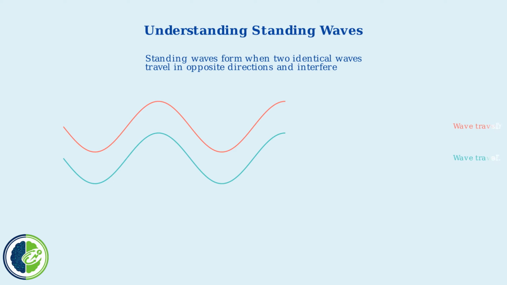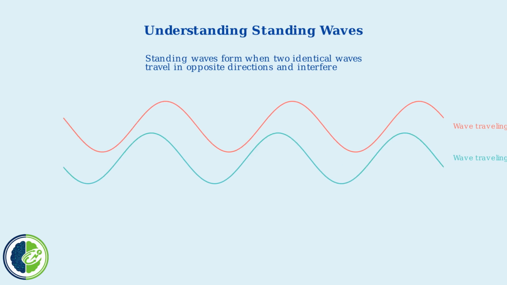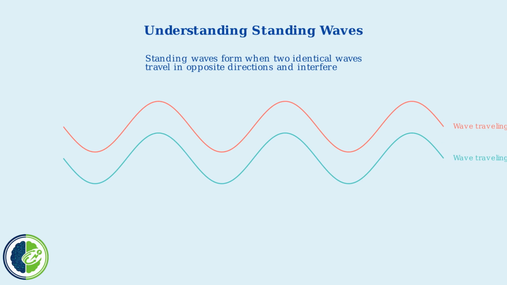Here we see two waves. The red wave travels to the right while the teal wave travels to the left. Both have the same frequency and amplitude. Watch as these waves propagate in opposite directions. When they meet and overlap, they interfere with each other.